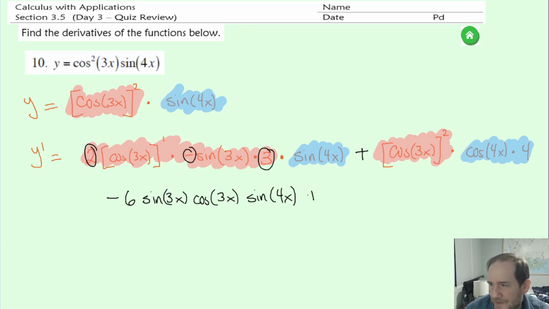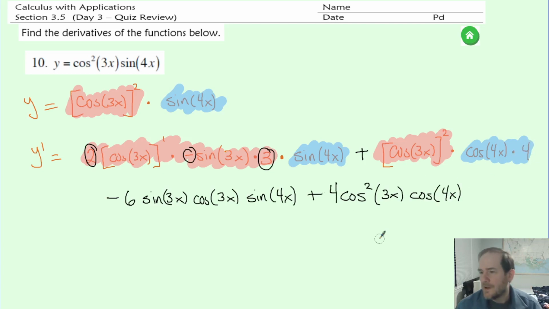Now we're going to add to this. Well, it'll be cosine of 3x squared. I mean cosine squared of 3x is how we tend to say that. Then it'll be the cosine of 4x. And of course the 4 will be our coefficient. So what can we do with this?